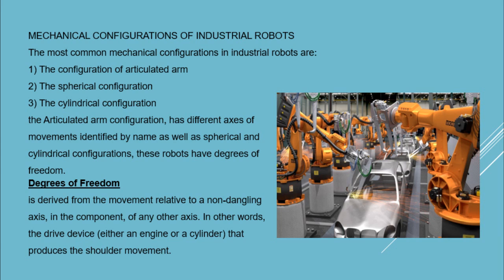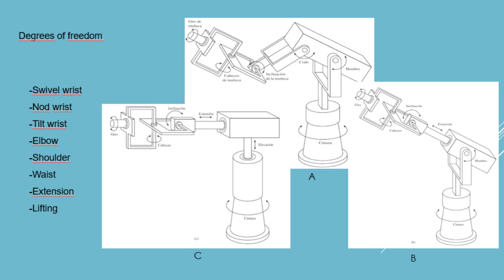These robots have degrees of freedom. What is degrees of freedom? It is derived from the movement relative to a non-dangling axis in the component of any other axis. In other words, the drive device, either an engine or a cylinder, produces the shoulder movements. Degrees of freedom: swell, first tilt, elbow, shoulder, face, extensions, lifting.